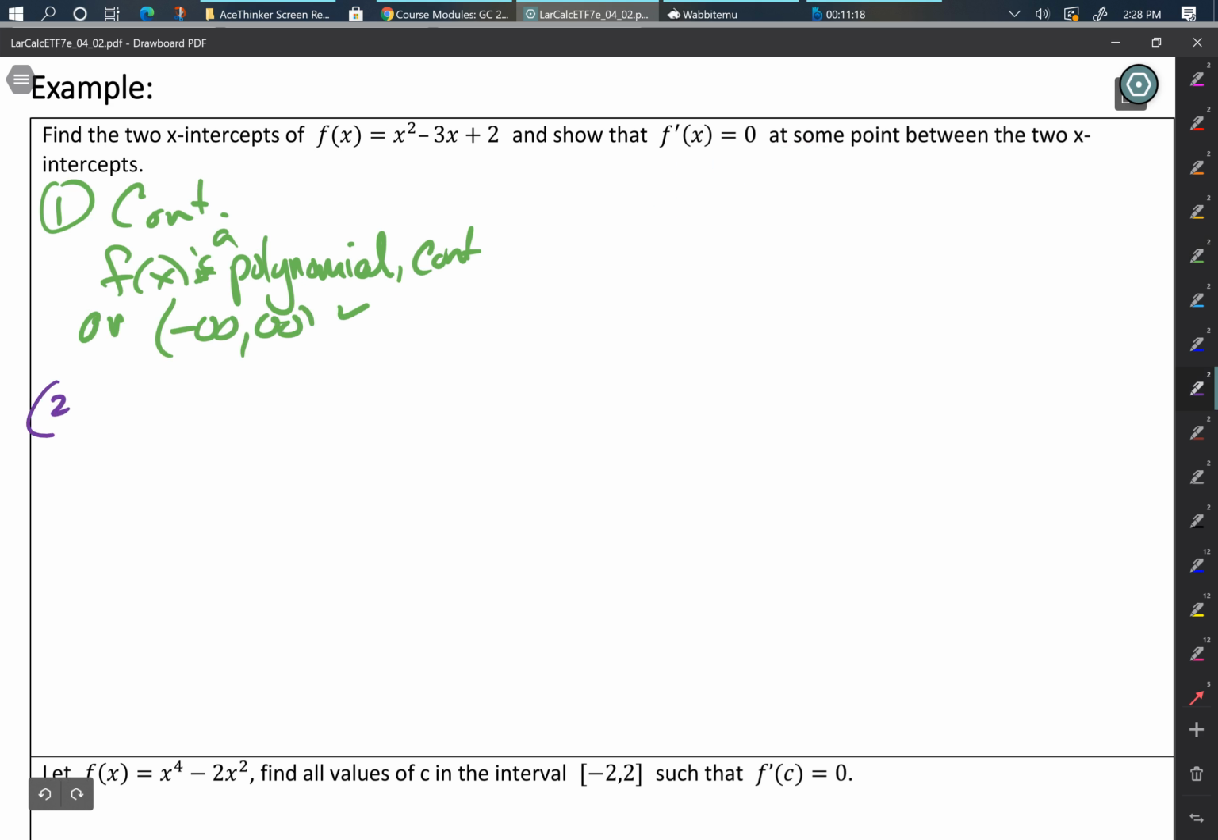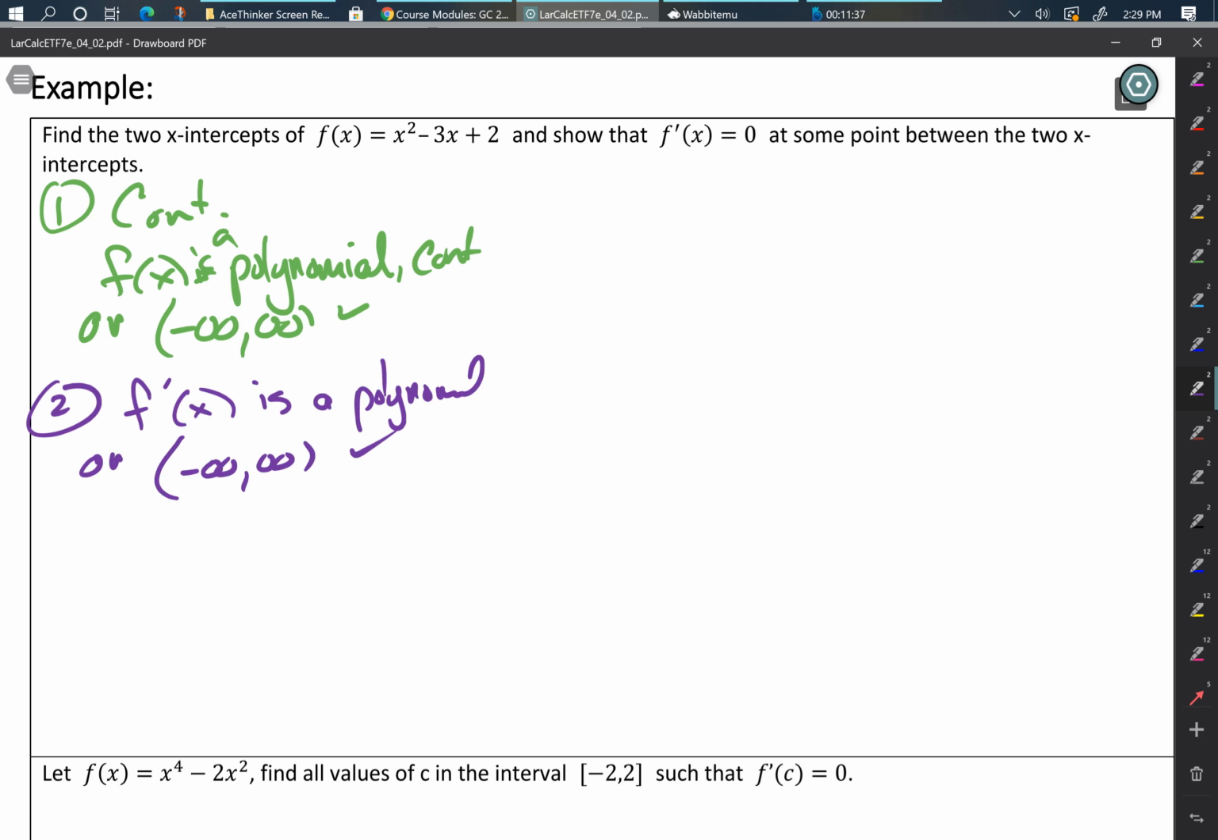Number 2, f prime of x, the derivative of a polynomial, is also a polynomial. So it will be differentiable on negative infinity to positive infinity. So we're good there. Right? Now we just need to figure out what a and b are to give us our interval so we can make number 3 be true. And number 3 is that f of a is equal to f of b.